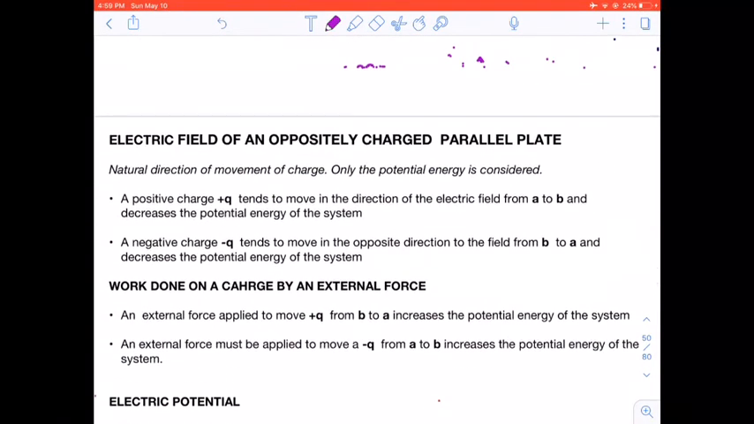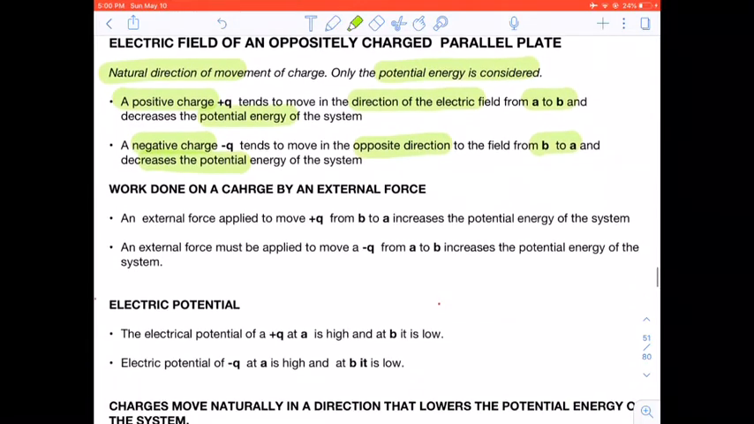So here we have that. The natural direction, right? And I'm only looking at potential energy. I'm not looking at the kinetic energies. So a positive charge tends to move in the direction of an electric field from A to B, and it decreases the potential energy. A negative charge moves in the opposite direction, from B to A, and it decreases the potential energy.